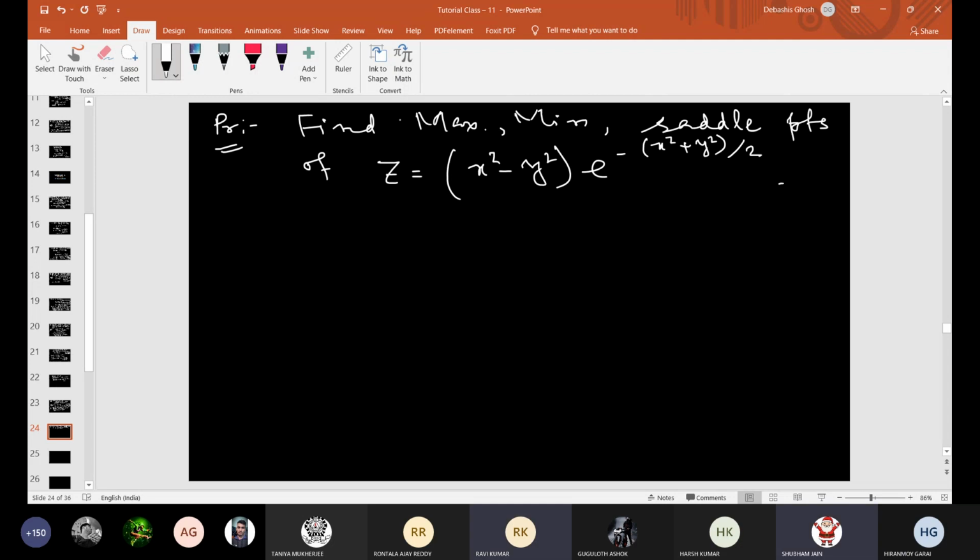So, sir, what will be the approach to solve this question? By the same process, we will consider lambda into g of f of xy, and we consider that time it is equal to 0.